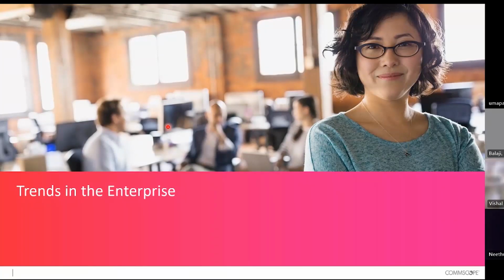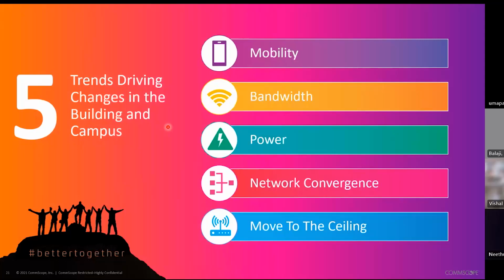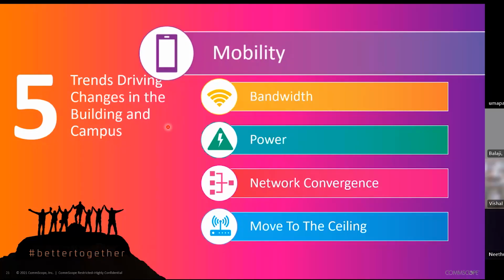So let's proceed. Let's see what are the trends happening in the enterprise segment. There are five key trends happening nowadays. Whenever you meet customers, or if you can feel this, what are the trends happening? So one is mobility. Everywhere we have mobility now. It is very rare that every customer is using a desktop and a phone on the desk.